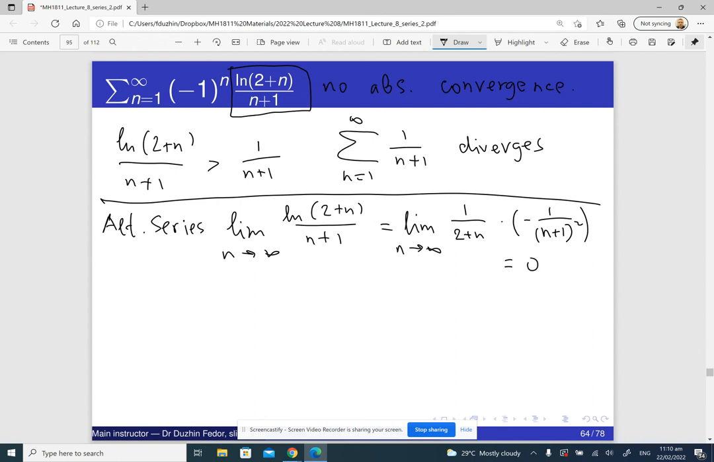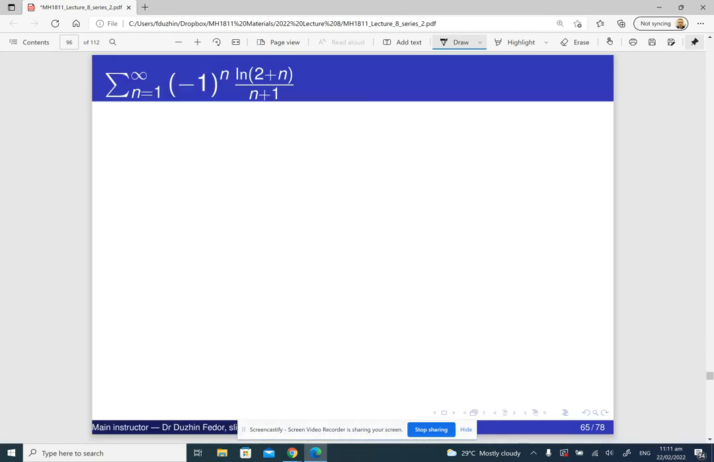Okay, so the limit of our sequence is indeed zero. So the remaining thing to verify is just whether the sequence is decreasing. So is it true that the sequence ln(2 + n) divided by (n + 1) is decreasing? Well, let me again write that f of x. So here I'm going to use x, but it's going to be ln(2 + x) divided by (x + 1).